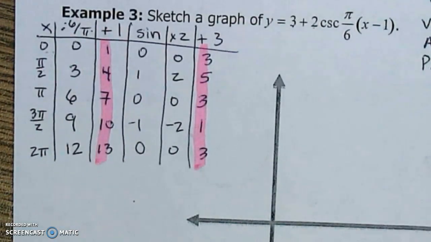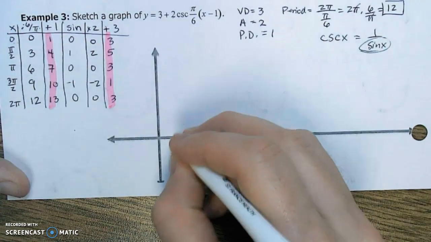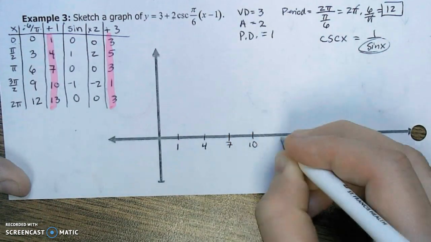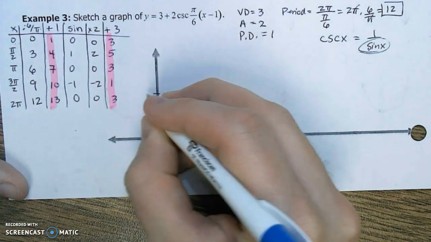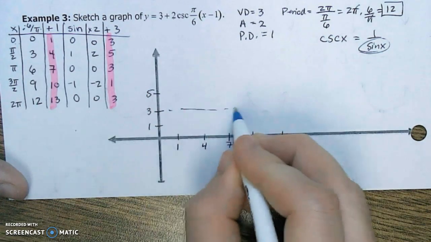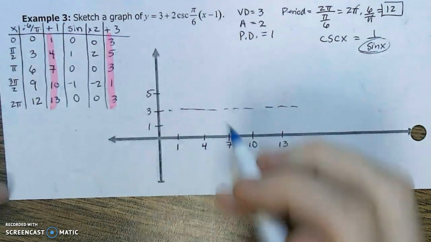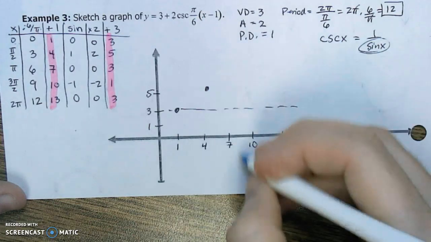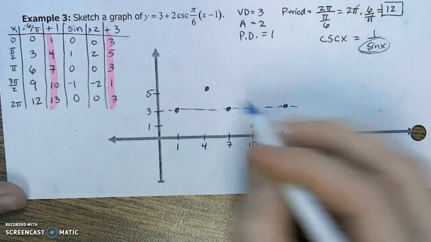So we go to our graph. Let's label the x and the y axis. My middle y value is going to be my sinusoidal axis. So draw your dotted line. And now we graph a dotted sine wave. So at 1, we have a point at 3. 4, we have a point at 5. 7, we have one on 3. 10's at 1. 13's at 3.